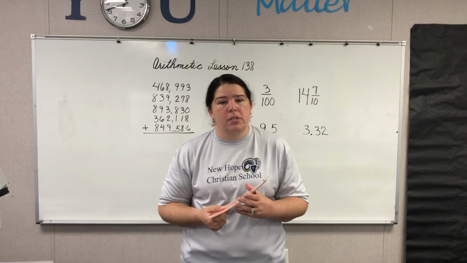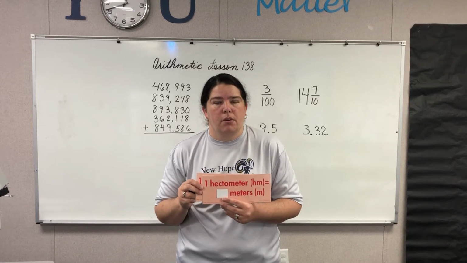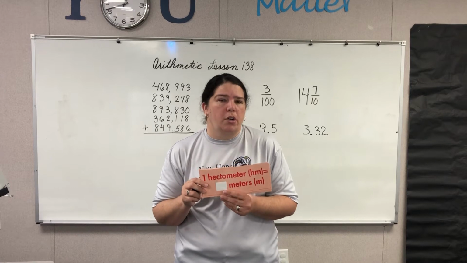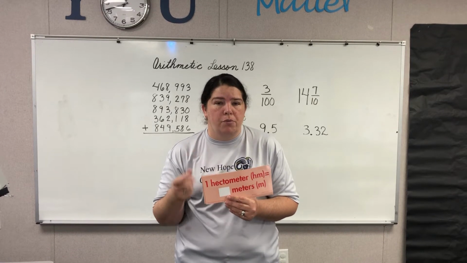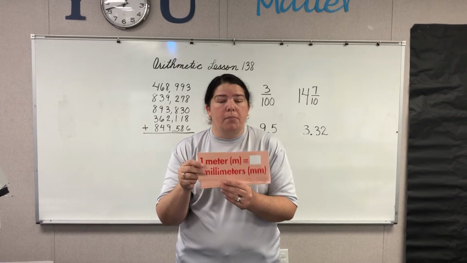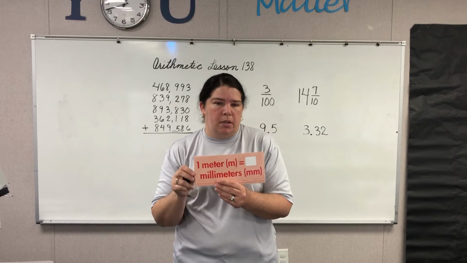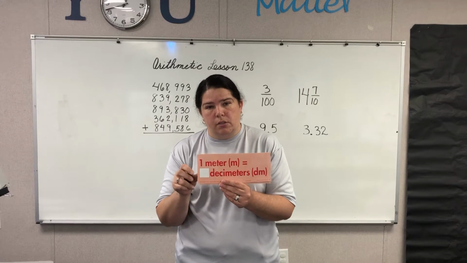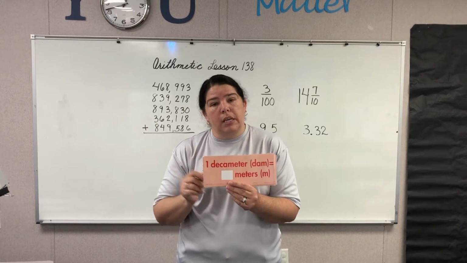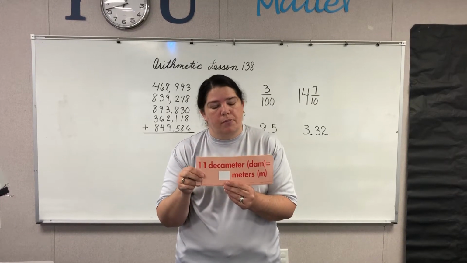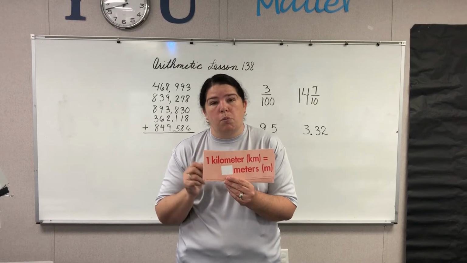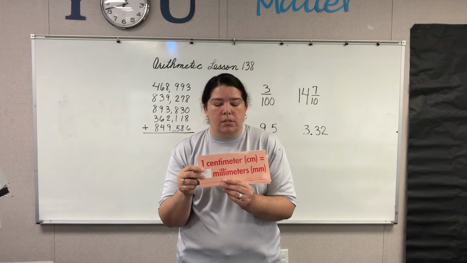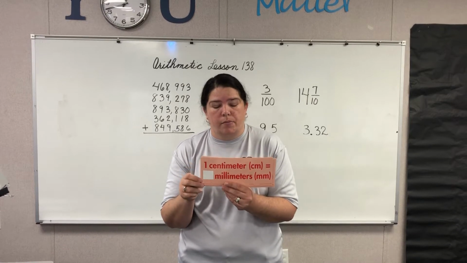Let's start off using our cards to review. These are some old cards, so we're just going to go ahead and review. I'll say it first, you repeat. Ready? 1 meter equals 1,000 millimeters. 1 meter equals 10 decimeters. 1 decameter equals 10 meters. 1 kilometer equals 1,000 meters. 1 centimeter equals 10 millimeters.